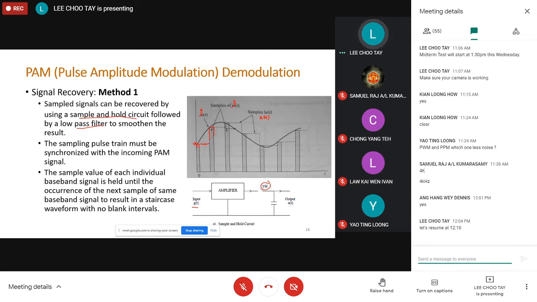The switch will hold it, and then the next time it samples again, you take the next amplitude of the next pulse. After that you hold it again. So what you're going to have effectively is a staircase. Your u(t) is basically a staircase, like this.